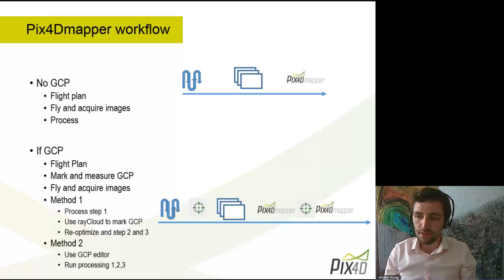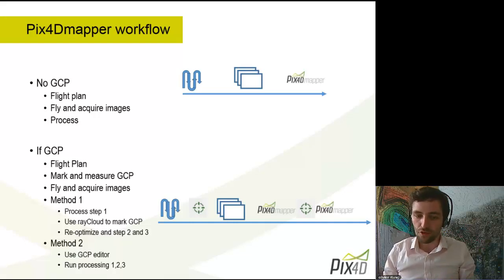And then you have two methods which are available to you. The first one is to process step 1 of Pix4Dmapper. The second one is to use the ray cloud to mark the GCPs, and then to re-optimize and run step 2 and 3. The other method, if you don't want to, or you can't for some reason, pre-process the project with step 1, is to use the GCP editor interface, which allows you to mark the images directly there, and then run the full chain of processing without any intervention.